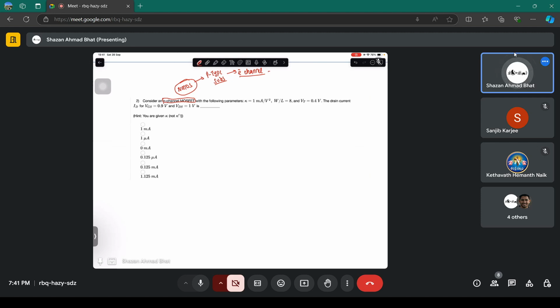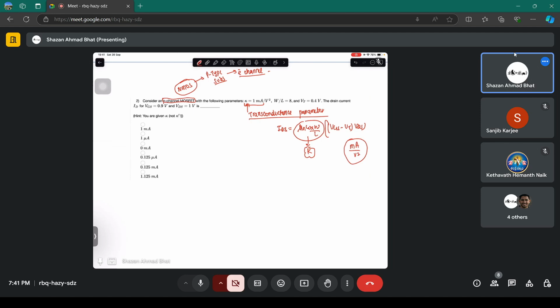All right, so all the parameters are given. This is something called the transconductance parameter, and it is the same which we wrote: IDS equals mu n C ox W by L (VGS minus VT) into VDS. This particular term is called K, the transconductance parameter, and it has the units of milliamps per volt square.